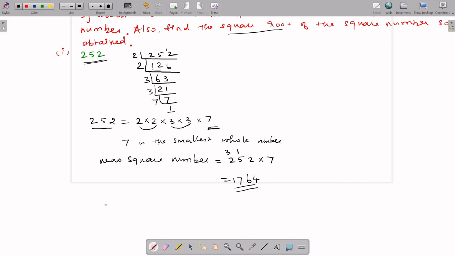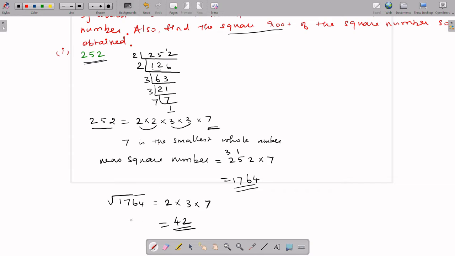So we have to calculate the square root of 1764, isn't it? What is the square root of 1764? Already we have the pairs. So from this you take one number: from the pair of 2 we take 1, from the pair of 3 we take 1, and already 7 is multiplied here, so 1 7 you have to take. So 2 into 3 is 6, 6 7s are 42. So 42 is the square root of this new number.